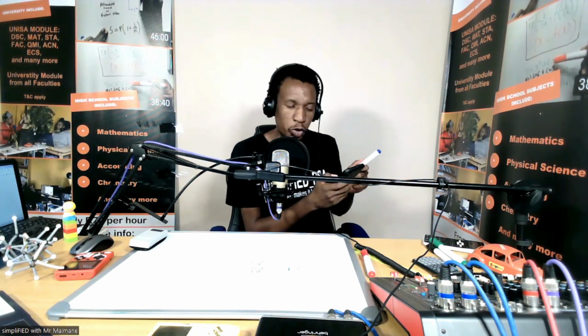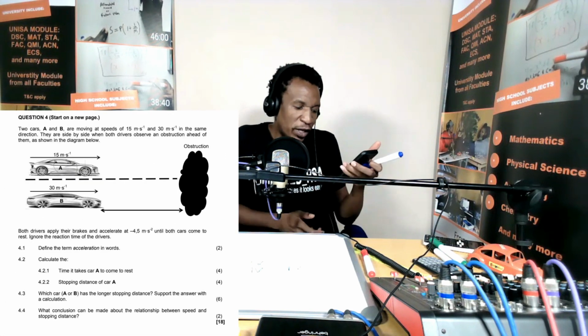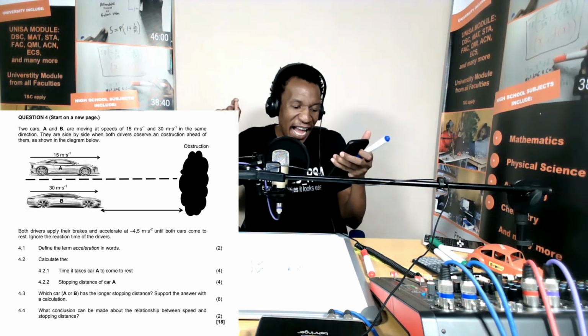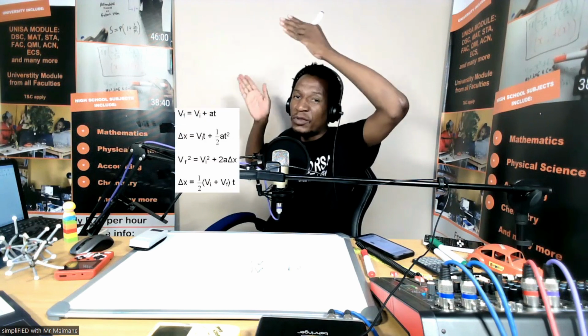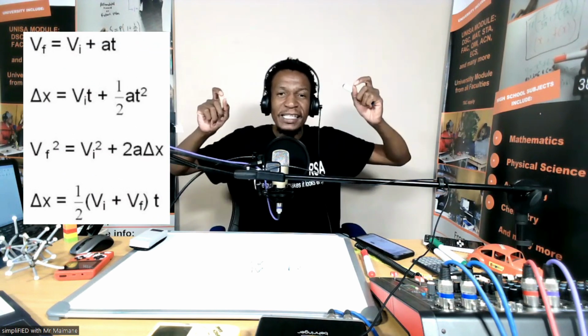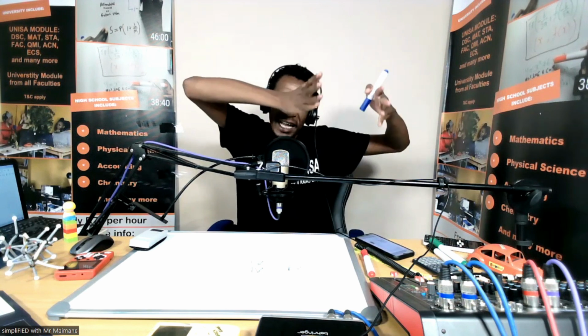Now, moving along to 4.2. 4.2.1, they want us to calculate the time it takes car A to come to rest, meaning it takes car A to stop. Before we choose our equation from the equations of motion, we have to at least show on a small data table what we have. What are the given variables? What are the unknown variables? At this point, we know time is not what we have, because time is what we should calculate.